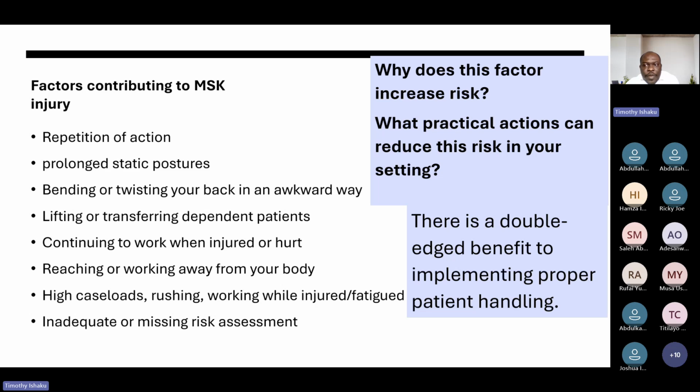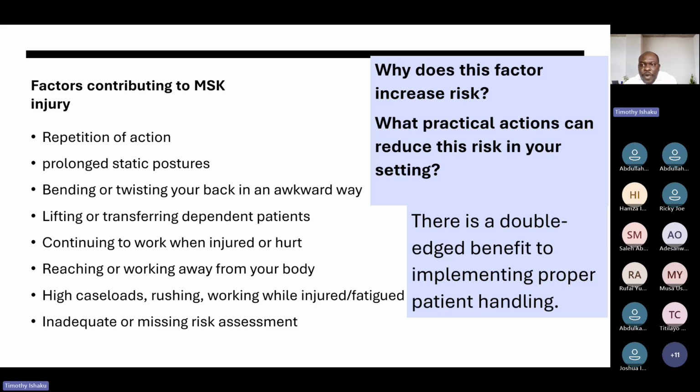So the next bit I will probably bring in quite a few of them on board. So the next bit is bending, twisting your back in an awkward way. So the question is, why does this particular activity increase the risk of injury? Lifting, transferring a dependent patient. Why does it increase the risk of injury? And what are the possible control measures? Continuing to work when injured or hurt. Why does it increase the risk of injury? And or when it hurts?